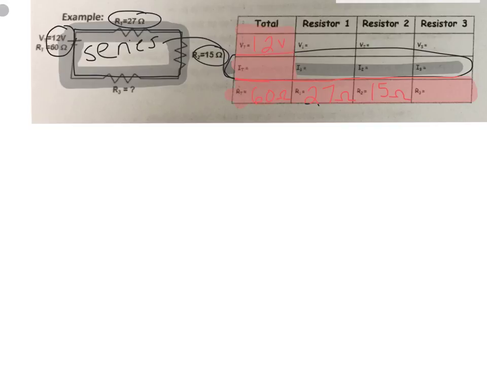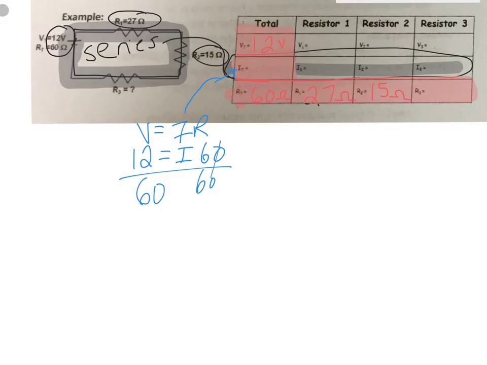To identify the total current, I am going to go back to one of our old equations, our Ohm's law equation, where we know that V equals I times R. So if my voltage is 12, I'm looking for my current, my resistance is 60. By rearranging my equation, I'll see that I need to divide by 60 on both sides. 12 divided by 60, my current will be 0.2. So that's my total current that leaves the battery.